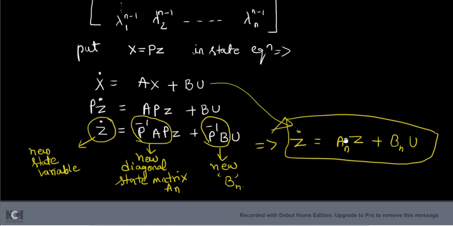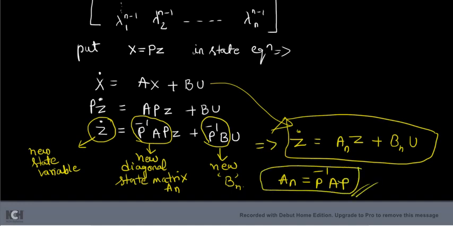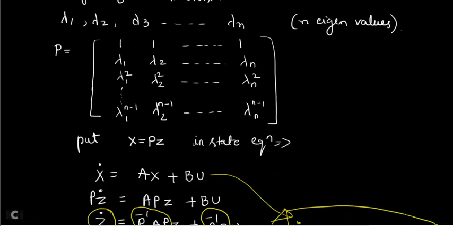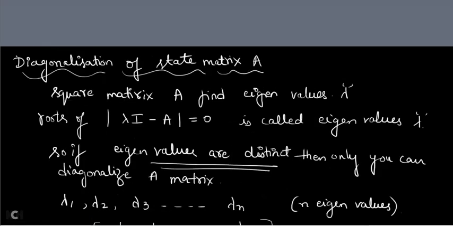This An, how to calculate An? P inverse A into P. Okay? Remember, the An formula is P inverse A into P. P you know how to calculate. So this is the formula to calculate the diagonal state matrix An. And what is the formula to calculate Bn? It is equal to P inverse B. Similarly, you can calculate the other also. Let me show you the other one.